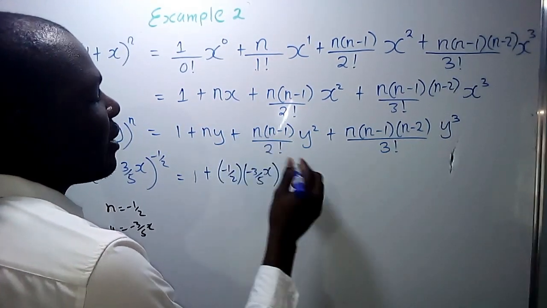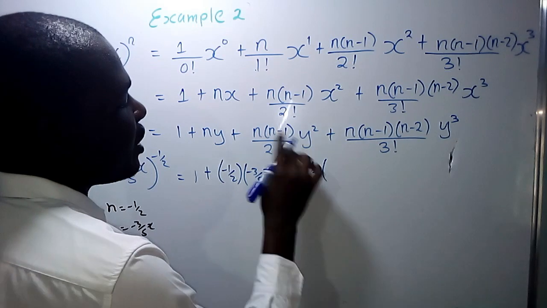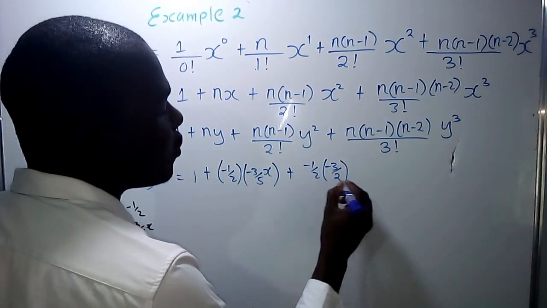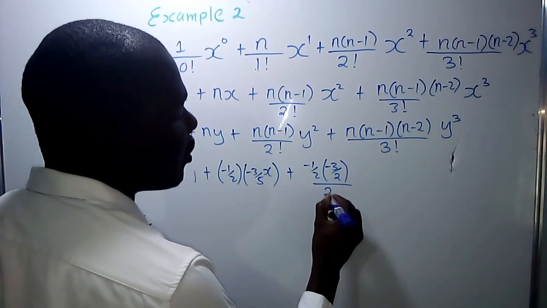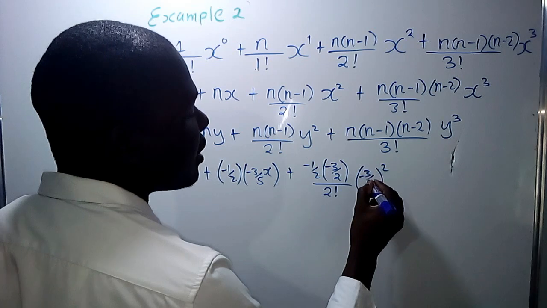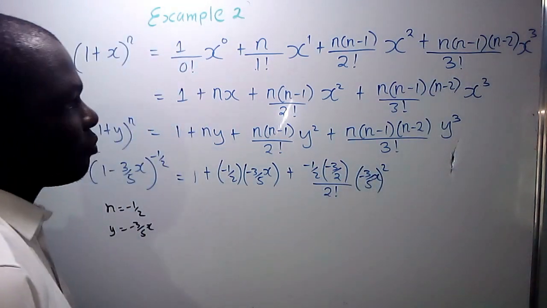Then plus n is negative half into n minus 1. Negative half minus 1 is negative 3 over 2. Then it is over 2 factorial. Then y squared, but y is negative 3 over 5x.